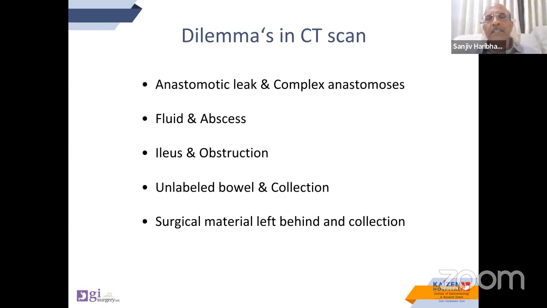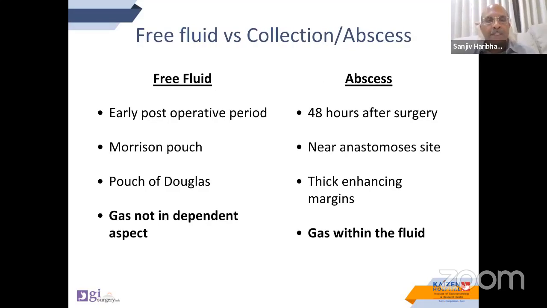Dilemmas that we see on a CT are how to differentiate an anastomotic leak and a complex anastomosis, differentiating fluid from abscesses, differentiating ileus from obstruction, unopacified bowel and a collection, and sometimes surgical materials which are left behind, and differentiating them from a collection. So how to differentiate a free fluid from an abscess? Free fluid is seen in the early postoperative period.